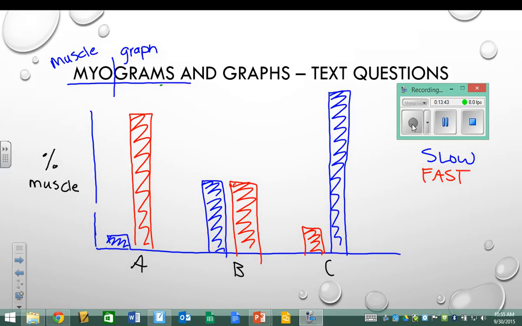Your textbook had a bunch of variations for person A, let's say. This person has more fast twitch muscle fibers than slow twitch muscle fibers. So in your textbook, there were several examples of people that had more fast twitch than slow twitch. And I'll just summarize who they were.